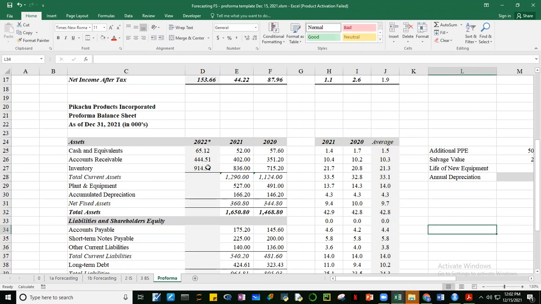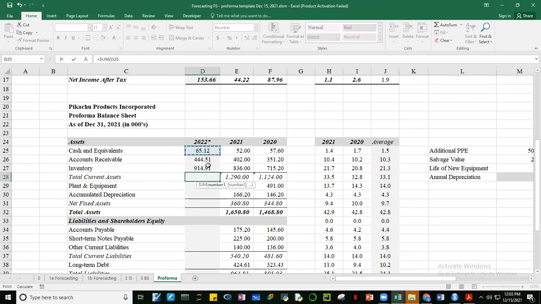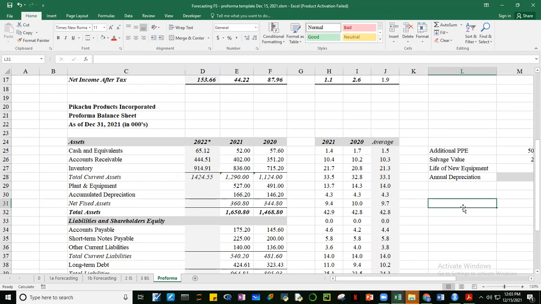Clear ba yung ano natin dito? 65 yung cash, no? 444,914. You got this, guys? Of course, your total current asset. Paki-chat naman, guys. So kung nakuha nyo yung first three natin ng current assets, so that should be 1425.55. Chat please, guys, kung okay tayo.